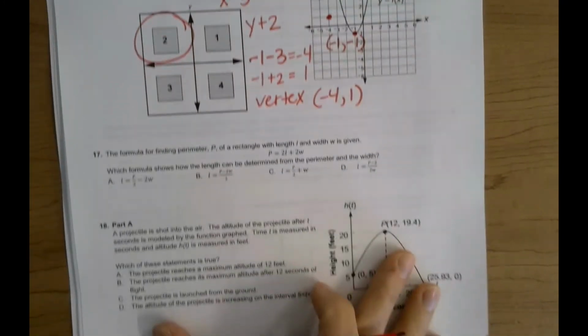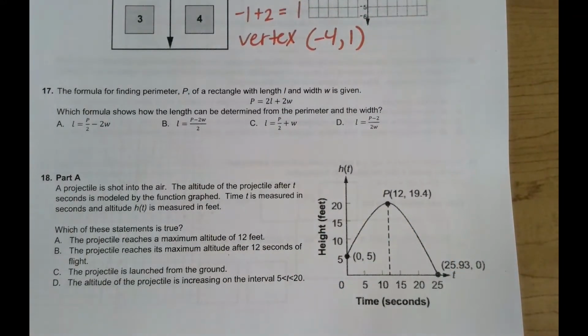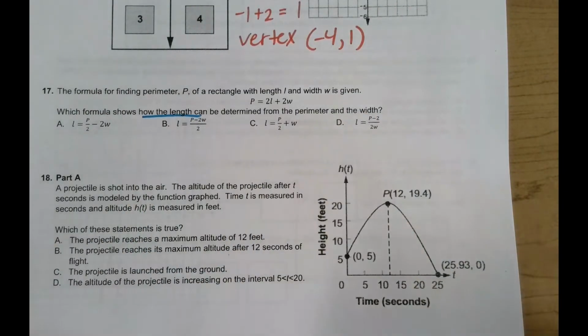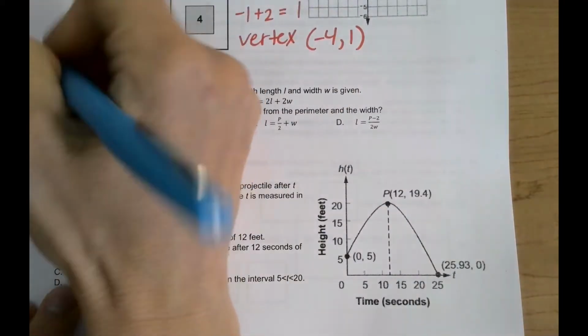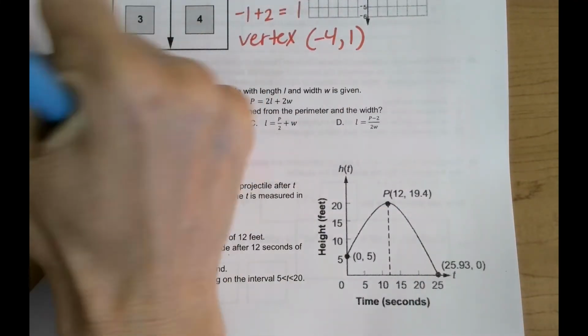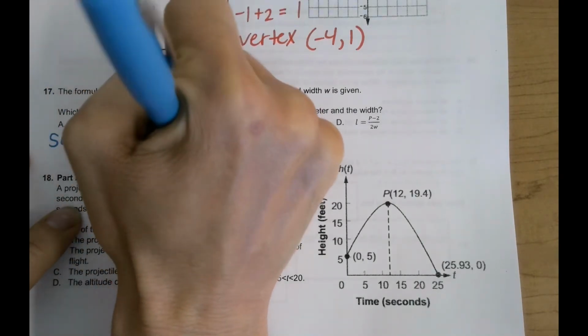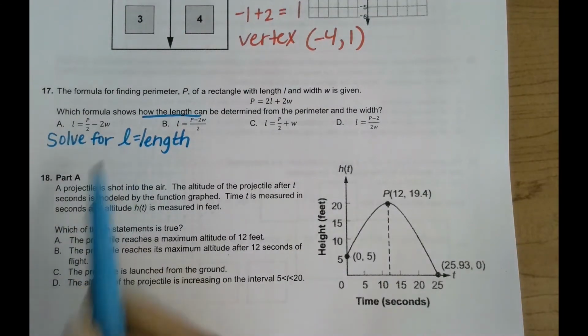Number 17. The formula for finding perimeter P of a rectangle with length L and width W is given. P equals 2 times L plus 2 times W. Which formula shows how the length can be determined from the perimeter and the width? If you look at all the options, we need to solve for L. So we want to isolate L, solve for L, which equals length. And we use the cursive L so it doesn't look like a 1.